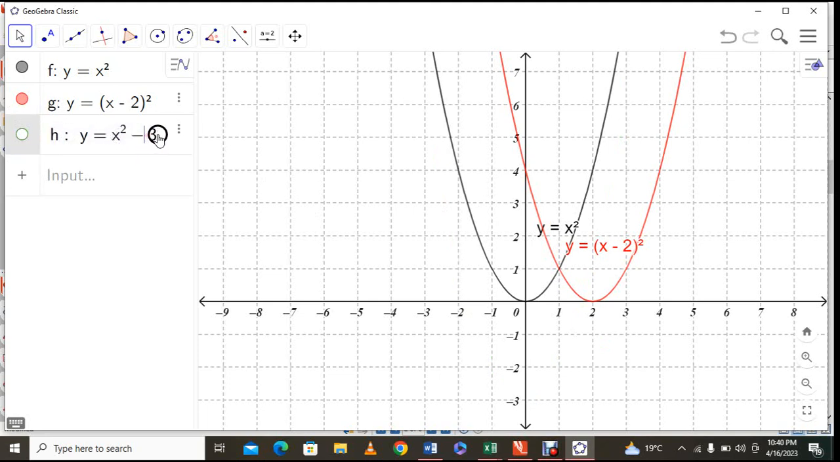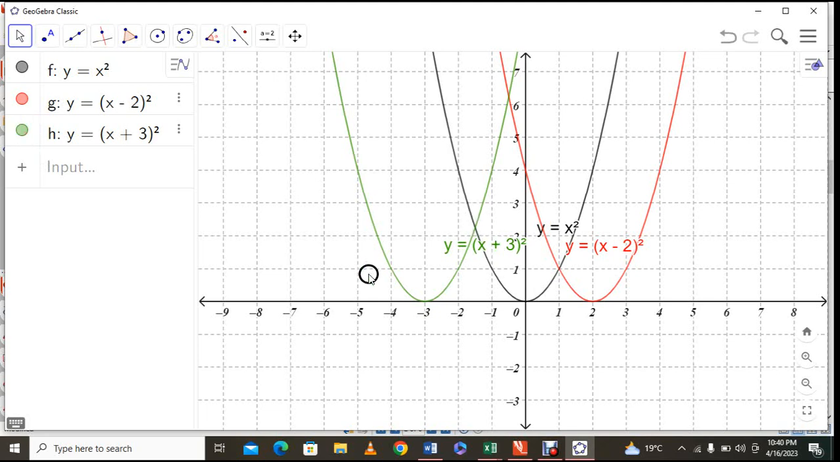Let me come to this one and make changes as well. This is going to be x plus 3 all squared. You will see that the green graph is now to the left. So if there's a plus, the green graph goes that many places to the left. I hope you understand this with the second function. We're now talking about the horizontal translation of functions, and it could be any function for that matter.